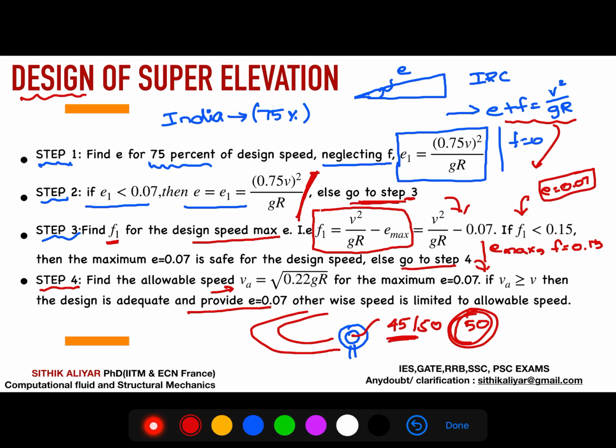Whenever they are asking you to design super elevation, you have to follow this. Also, there are some chapters yet to come, on transition curve. In that transition curve, the second class, you have to find the super elevation. In there also you have to follow this design procedure. In these two places you have to follow this procedure for solving the problems.